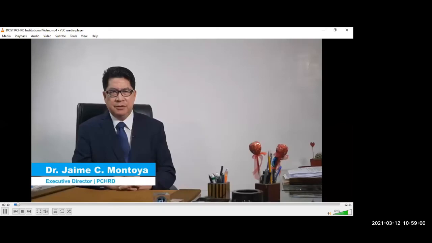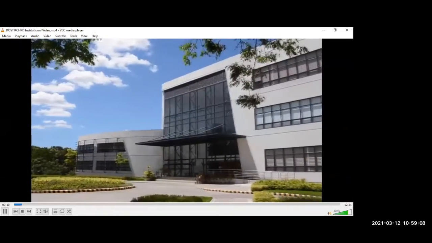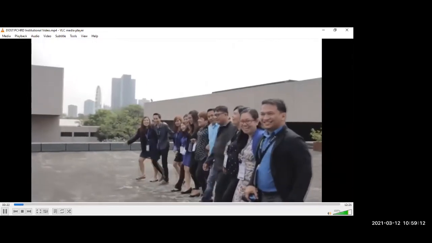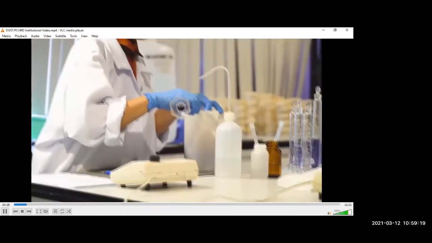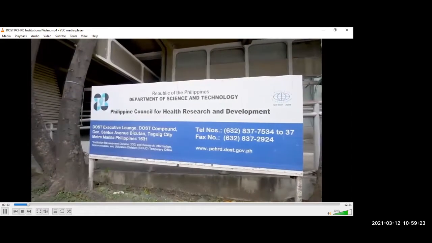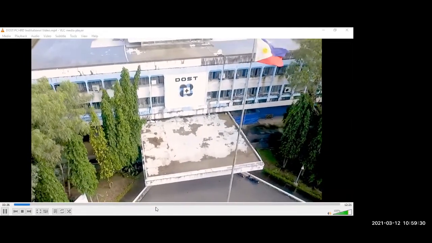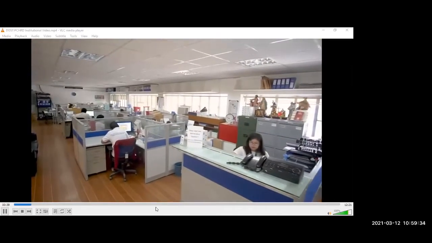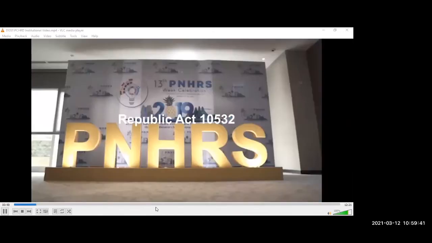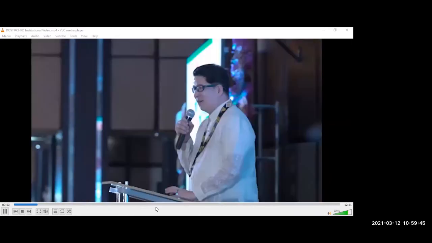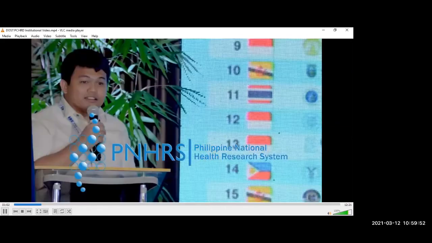The Philippine Council for Health Research and Development has invested in research and innovation, in people, in infrastructure, and in support systems to create an enabling environment for health research in the country, to generate innovations and solutions to our pressing health problems. Created in 1982 as a sectoral council of the Department of Science and Technology, the PCHRD is mandated to coordinate all health research in the country. In 2013, the passage of Republic Act 10532, or the PNHRS law, further strengthened the PCHRD's leadership role in the Philippine National Health Research System as the national coordinating body for health research.